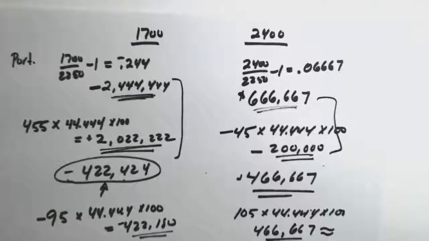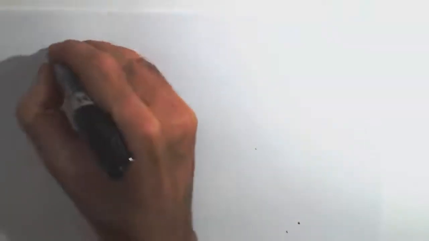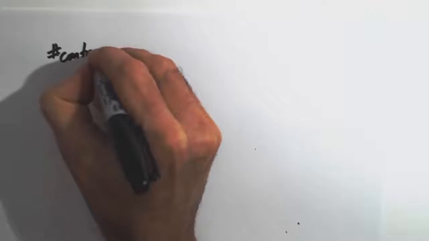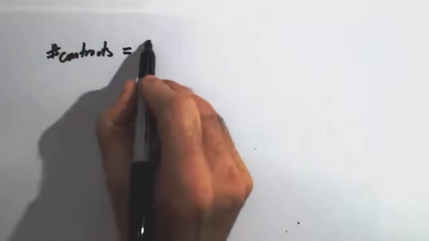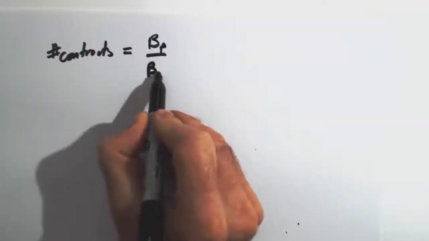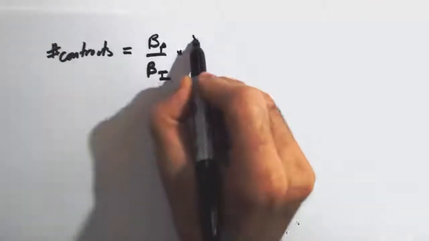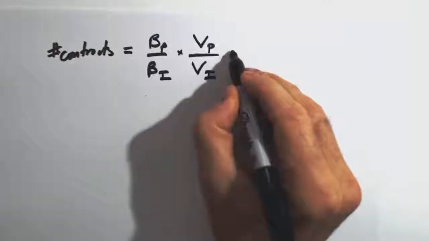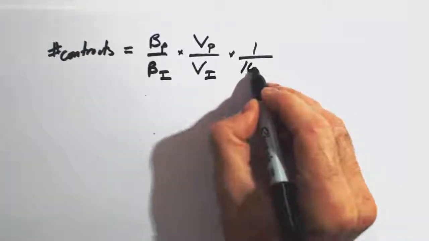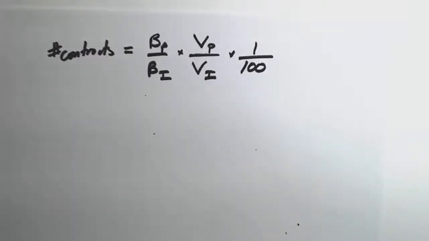Okay, so now what we want to do is move on to the scenario of a beta of 2.0. Now, I'm leaving everything else the same in this problem, except we're going to have a beta of 2.0. And so what that means is it's going to change the number of contracts. And this is where it becomes interesting. The formula for the number of contracts was the beta of the portfolio divided by the beta of the index, times the value of our portfolio divided by the value of the index, times 1 over the multiplier. And let's just put a 100 in there for the multiplier.